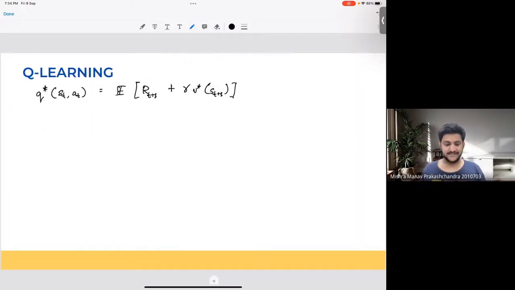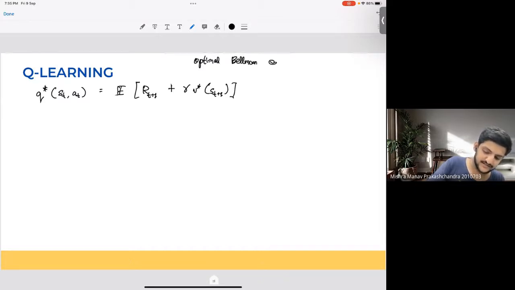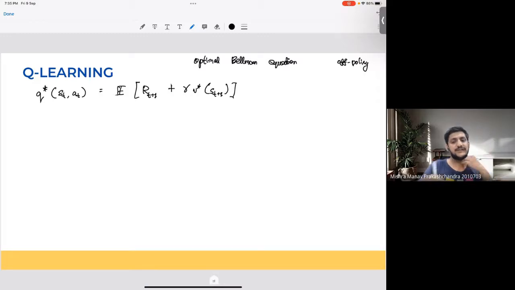Next up is Q learning. The way Q learning differs from SARSA is that in SARSA we are solving the Bellman equation, but in Q learning we are solving the optimal Bellman equation. This is the key difference. Another difference is that SARSA was an on-policy method, but Q learning is an off-policy method. So you don't need to make updates on the current policy that you're sampling from, right?